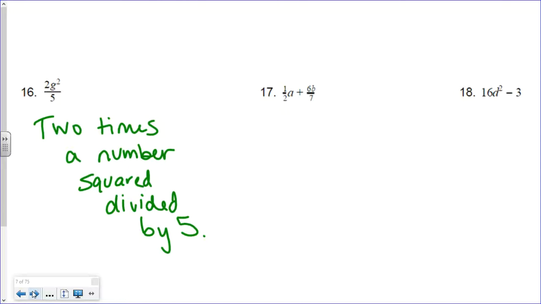All right, what do you think? Brooke? You're close. Cubed means to the third. There we go. 16 times the number squared minus 3. Again, not the only answer. You could have a lot of different things there. Everybody okay here? All right, moving on.